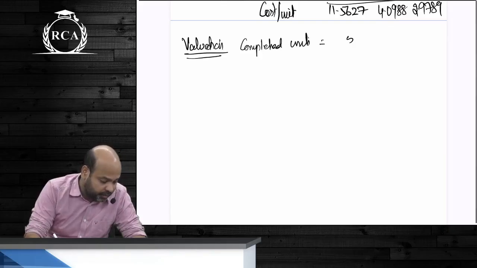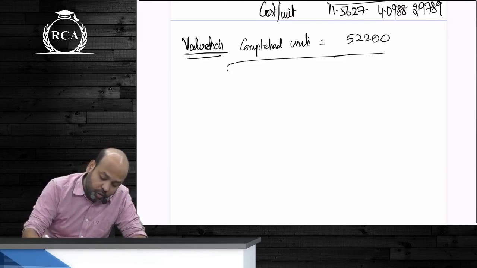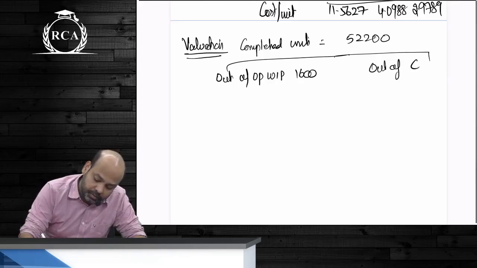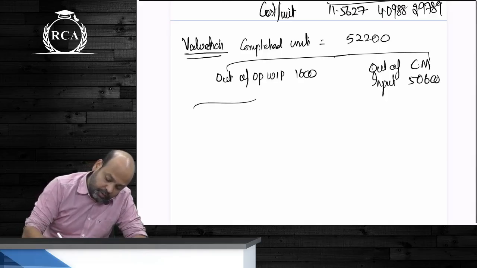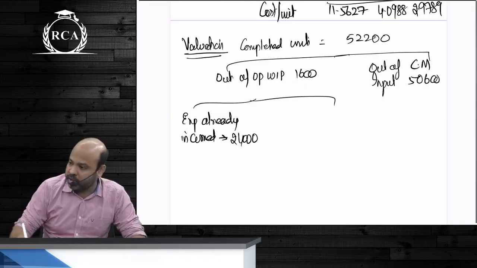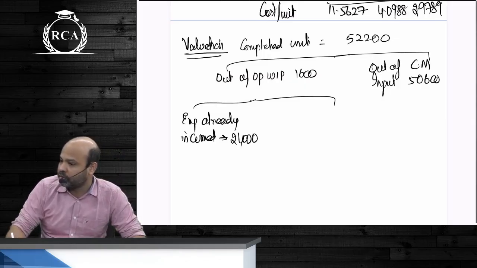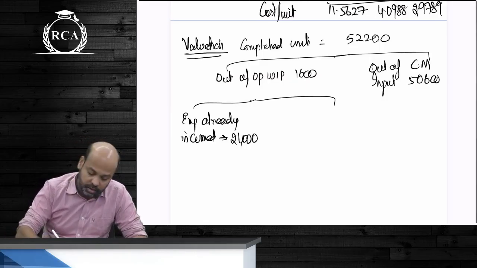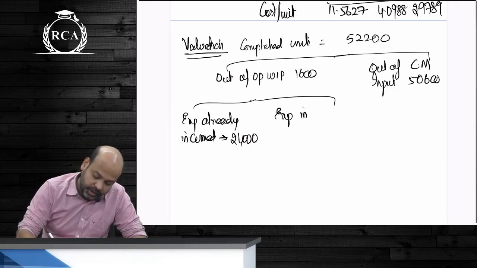Completed units, guys, are 52,200. We are dividing that into two parts. Out of opening work in progress, how many units? 1,600. Out of current month input, 50,600. This out of opening work in progress you'll also divide into two parts. How much is expenditure already incurred? Expenditure already incurred beta is 24,000. 6,23,000 is the current month input. Presence of mind. Expenditure incurred in current month.